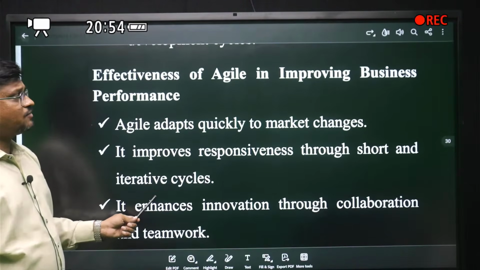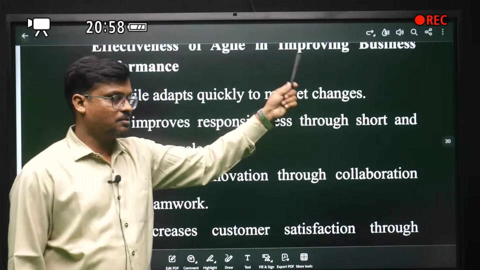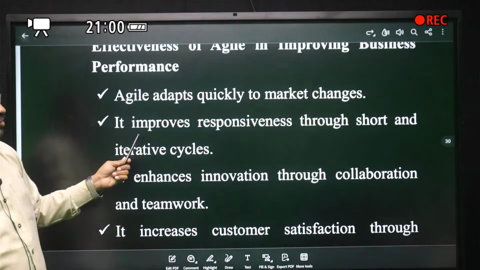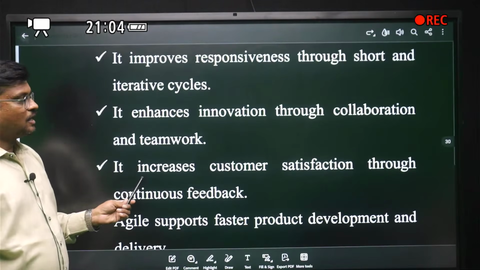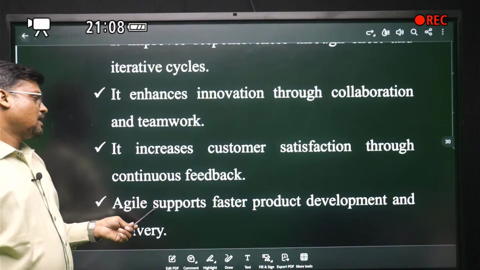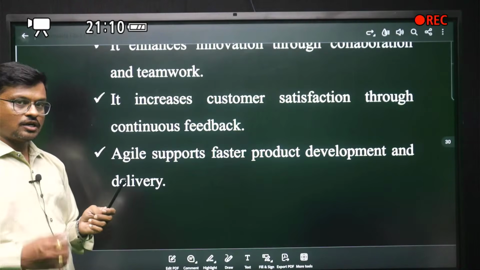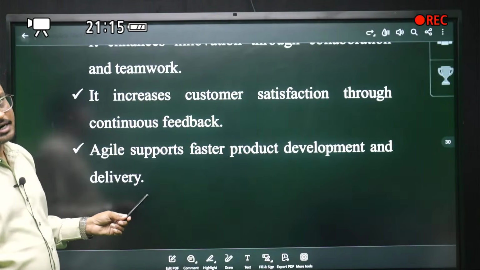The effectiveness of agile in improving businesses: agile adapts quickly to market changes. It improves responsiveness through shortened iterative cycles. It enhances innovation through collaboration and teamwork. It increases customer satisfaction through continuous feedback. Agile supports faster product development and delivery.